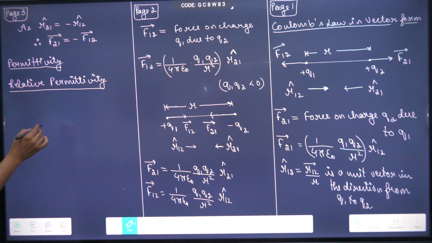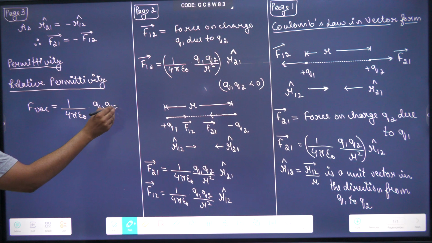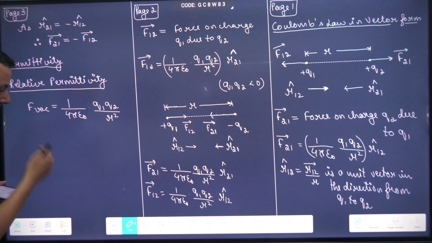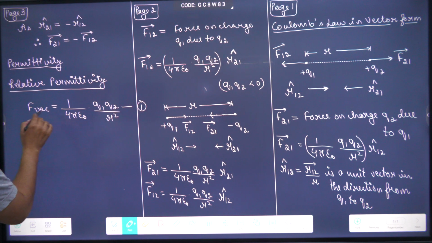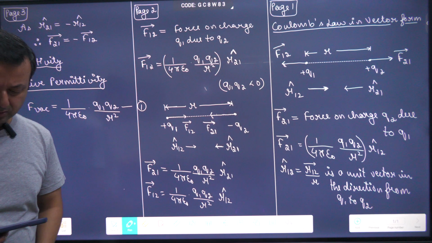Relative permittivity. So F vacuum is equal to 1 upon 4 pi epsilon naught Q1 Q2 upon R square. This is equation number 1. F vacuum, VAC means vacuum. So the force which exists in vacuum is given by this. We know that. We have seen here also 1 upon 4 pi epsilon naught Q1 Q2 upon R square.